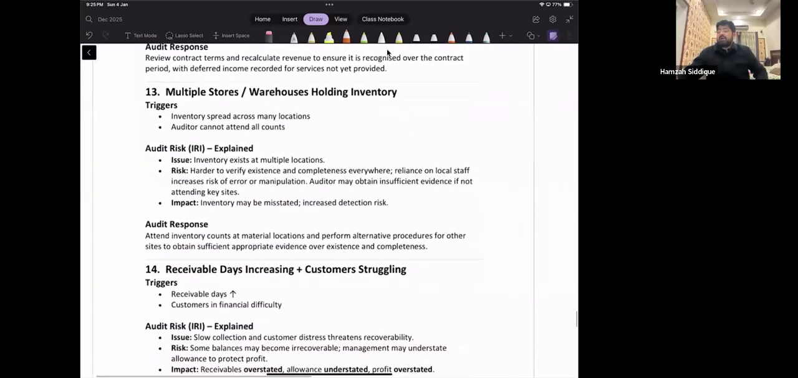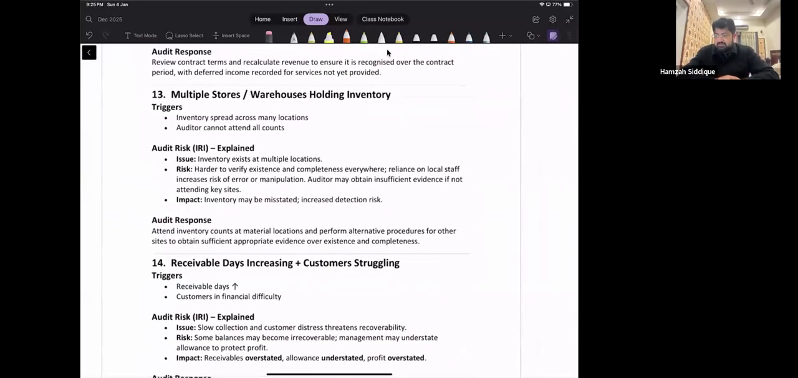Now, so the company has multiple stores where inventory is located. Operations are separate. Multiple locations. The auditor cannot attend all inventory counts. These are the triggers over there.